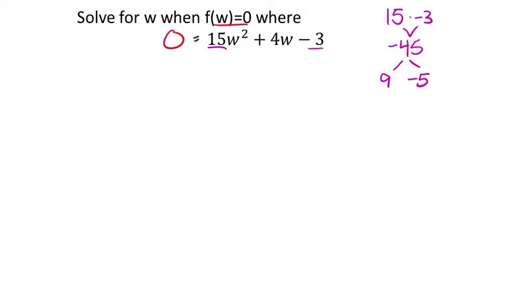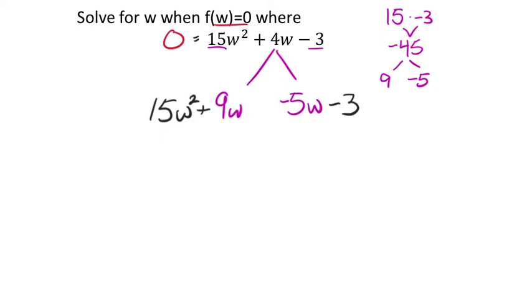So I'm going to take the 4 w's and split it up into those two values as 9 w's and a -5 w's. Okay, so now I've got 15w squared plus 9w minus 5w minus 3. And yeah, I will show the equals 0. But some students don't like to show this yet just because we're kind of focused on our factoring, right? So you don't necessarily have to worry about the equals 0 yet. We will, but not yet.